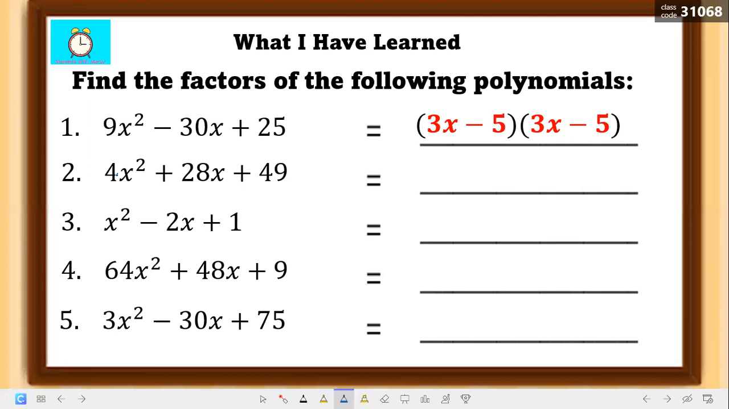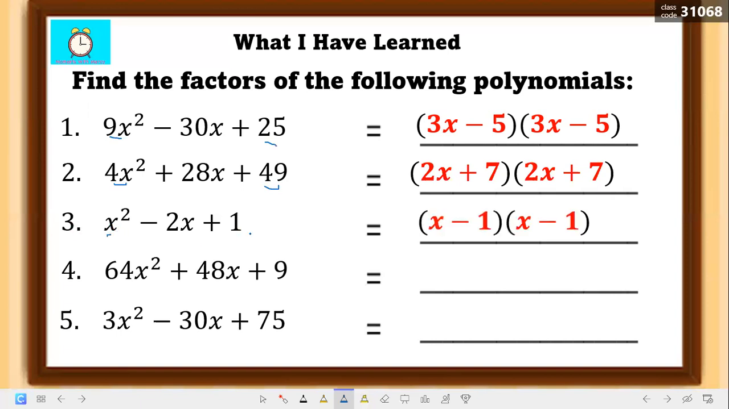Next, number 2. Yes, Majeline Tanare. 2x plus 7 times 2x plus 7. Very good. So, always remember, tingnan nyo lang yung first tsaka last term niya. Okay? Mag-iiba lang yung operation, either plus or minus. Next, number 3. Can you give me the factor? Yes, Fedora. X minus 1 times x minus 1. Very good. Nakuha nyo na yung technique. So, that is perfect square trinomial.